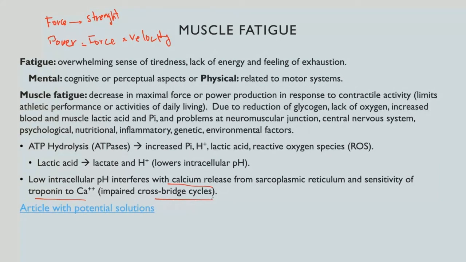And there you have more for reading. There is an article with potential solutions for muscle fatigue. I know some of you will like it if you are in training, exercising, or in physiology of exercise. You are going to enjoy it.